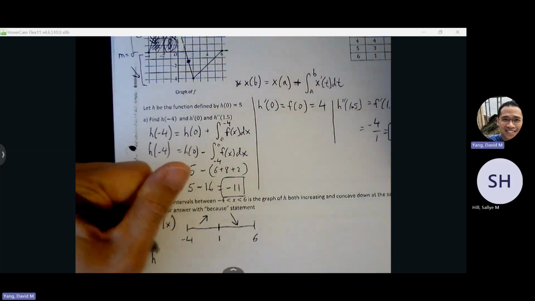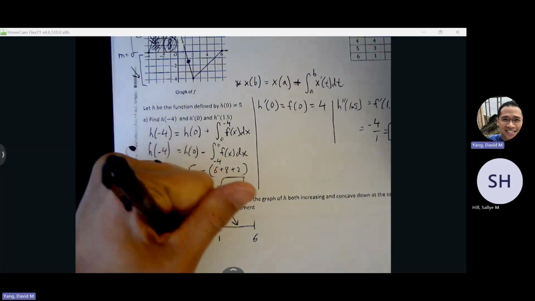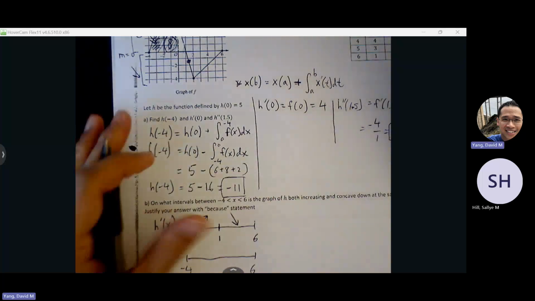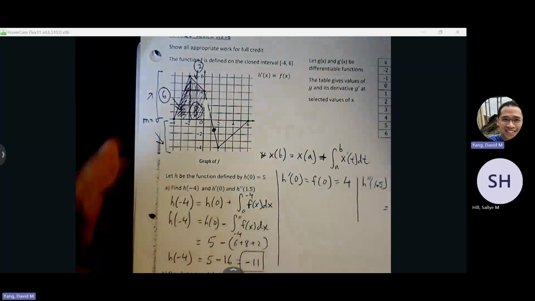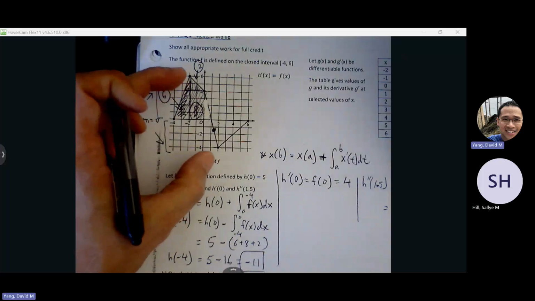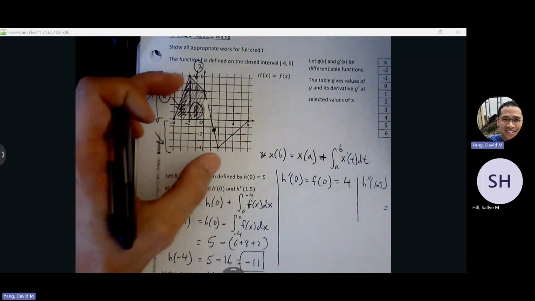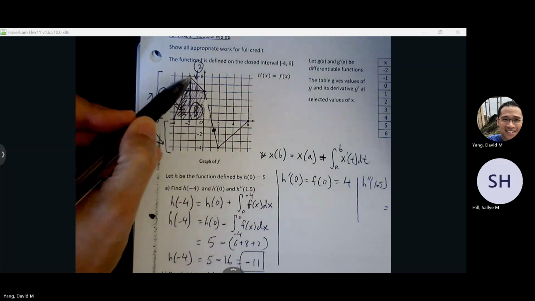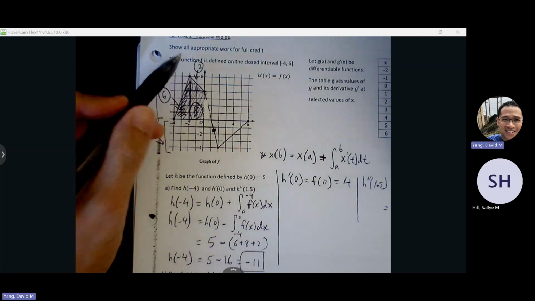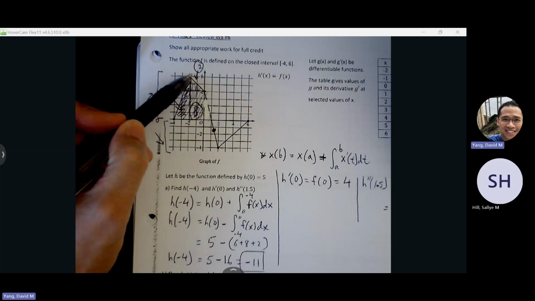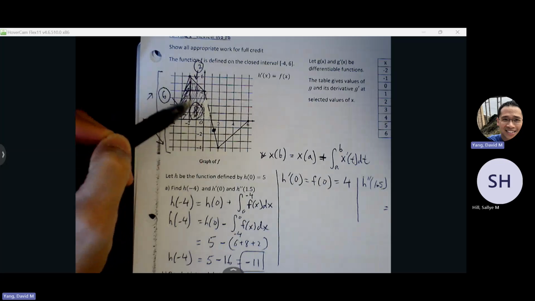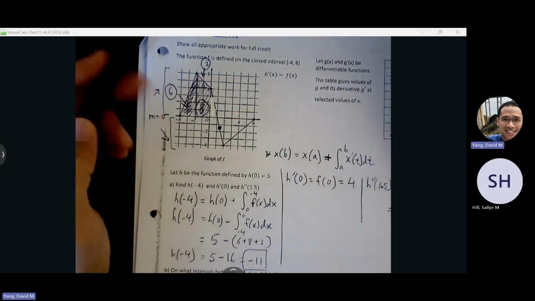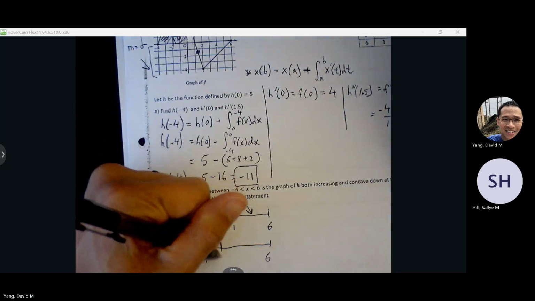Next up, let's create our h double prime sign line. If we're looking at the h prime graph, then the peaks and valleys, the maxes and mins of my h prime graph, will represent points of inflection of the original graph. The maximum steepness, or the relative minimum steepness, is going to be at -2 and at 2.